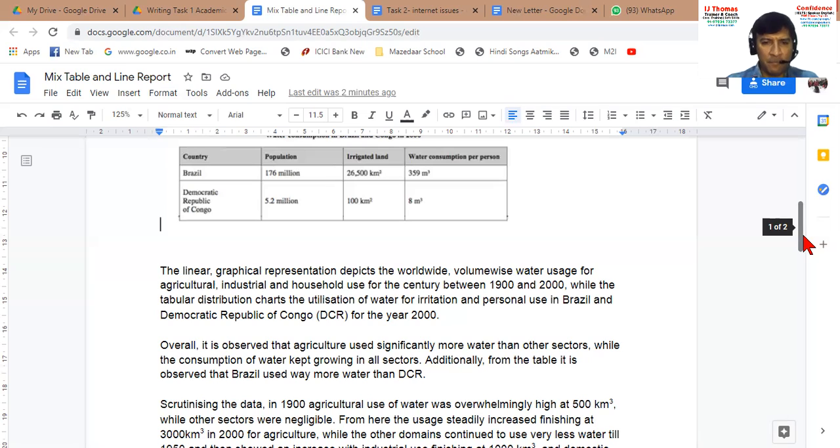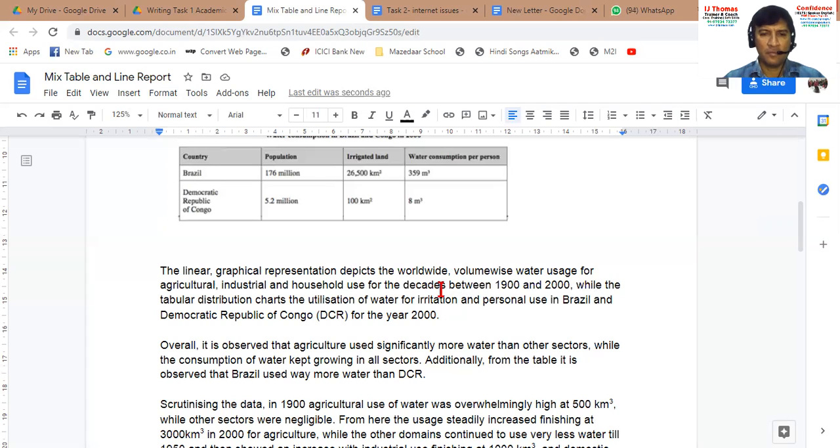while the tabular distribution charts the utilization of water for irrigation. Okay, I should have made it decades. I should just say for the century 1900 to 2000. That's what I should have done. Decades is good here. Continue. Decades between 1900 and 2000, while the tabular distribution charts the utilization of water for irrigation.